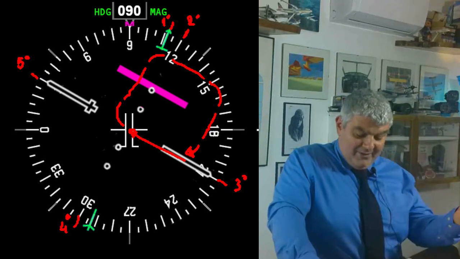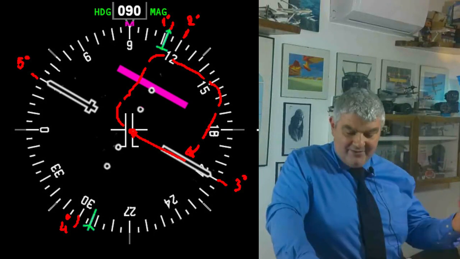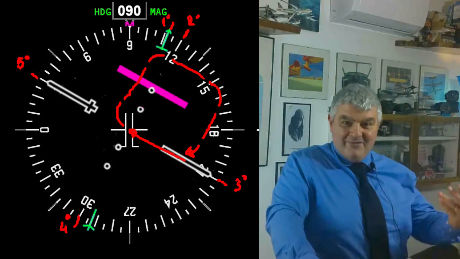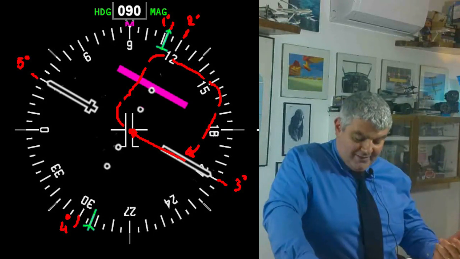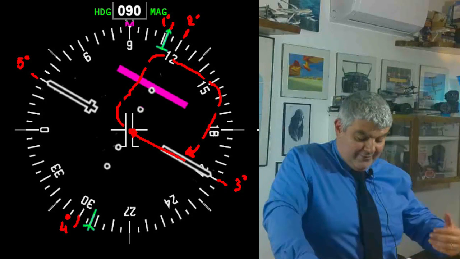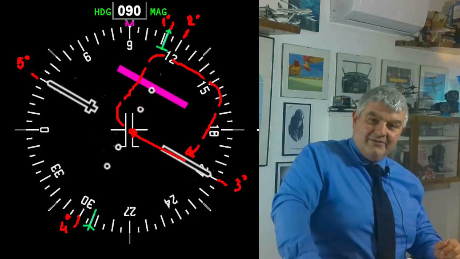So I fly 120. Once I fly 120, then I turn right by 90 degrees, so I turn heading 210. After 1 minute again I turn right by 90 degrees, I fly heading 300, and then I turn right again by 90 degrees and I should fly myself exactly inbound on the 030.